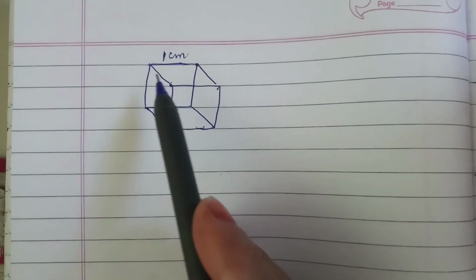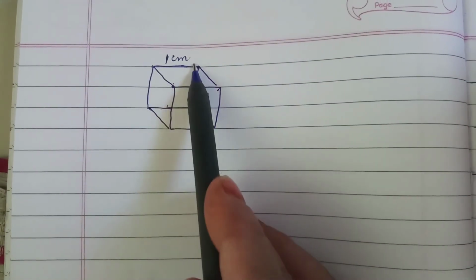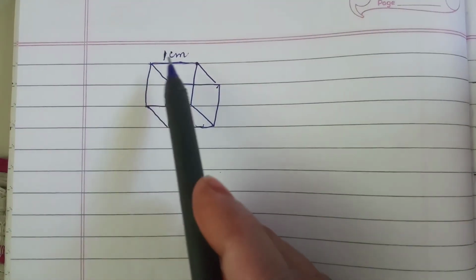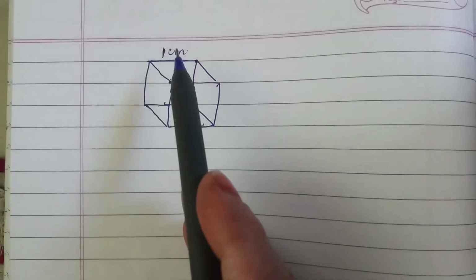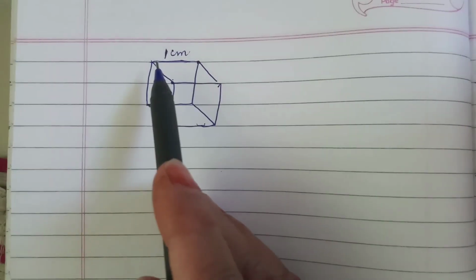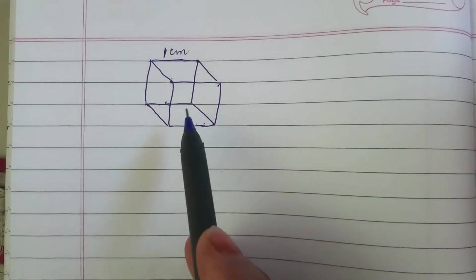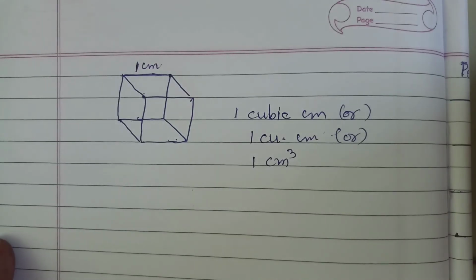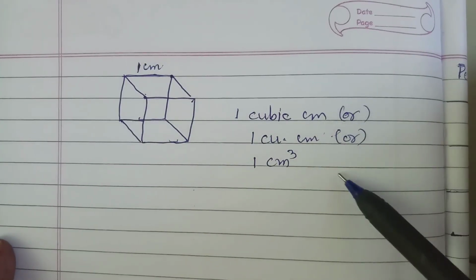Here, suppose the edge of this cube is 1 centimeter and we are told to find the volume of this cube. So it would be 1 cubic centimeter, that is side multiplied by side multiplied by side. You can write it in any of these ways.